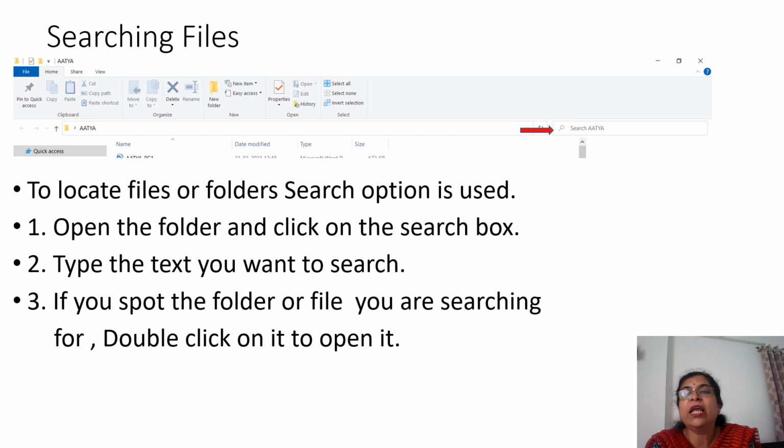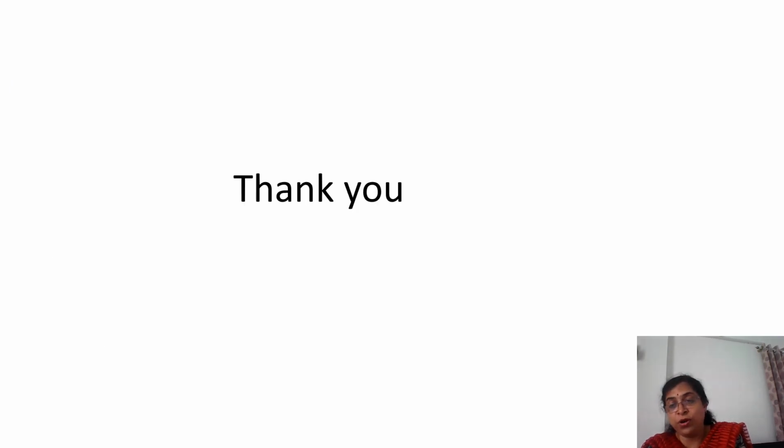Open the folder and click on the search box. Type the text you want to search, which means type the file name you want to search. If you spot the folder or file you are searching for, double click on it to open it. If the search result shows that folder or file name, double click on it and it will get opened.